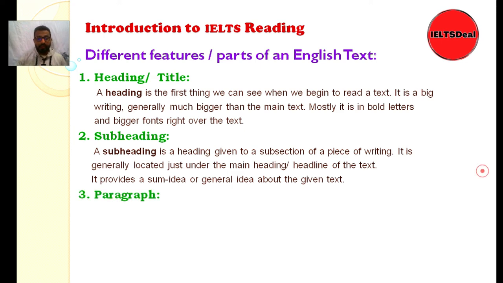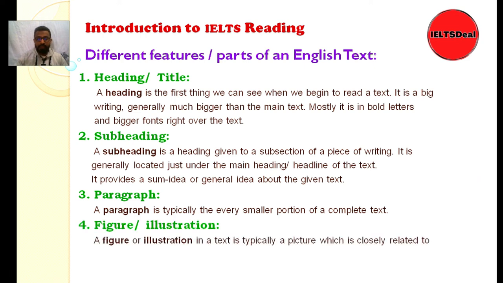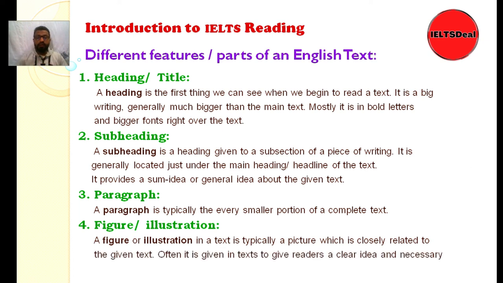Okay, then paragraph is typically every smaller portion of a complete text. Every single portion of a complete text is called a paragraph. Then you have a figure or illustration. A figure or illustration is typically a picture which is closely related to the given text. As you can see in the text we just gave you, it was about desert. So you saw a picture of a desert and people carrying a caravan. Okay, so this is related to the text. Often it is given in the text to give readers a clear idea and necessary information about something in the text. Okay, so this is called a figure or illustration.